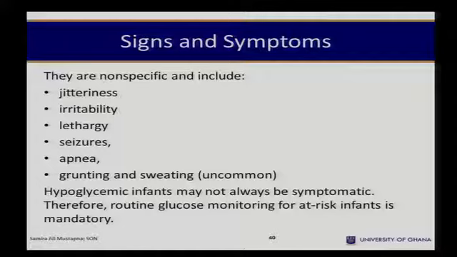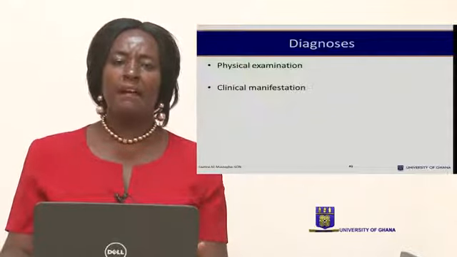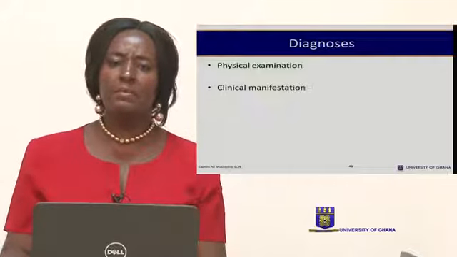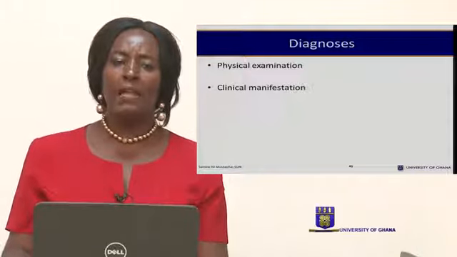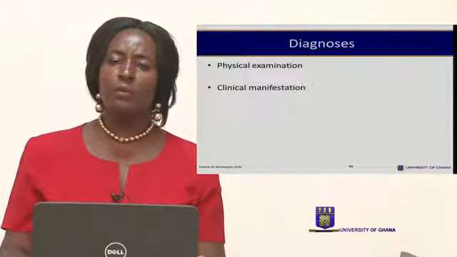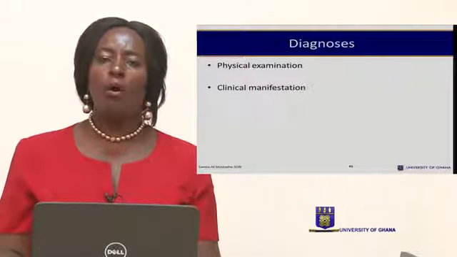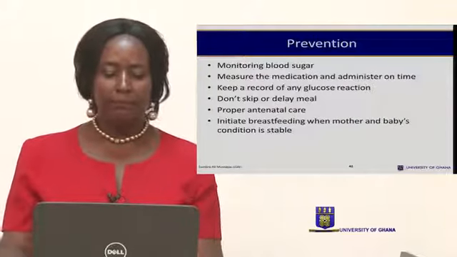So you see some of the symptoms include irritability, seizure, apnea, and grunting, and the rest as you can see here. And the diagnosis from the physical examination, you will see that this baby will be exhibiting all the symptoms we have identified. And when you also do a random blood sugar, you detect that if it's within the first 24 hours of birth, the sugar level will be 2.2, or thereafter 2.5 and below is diagnostic.